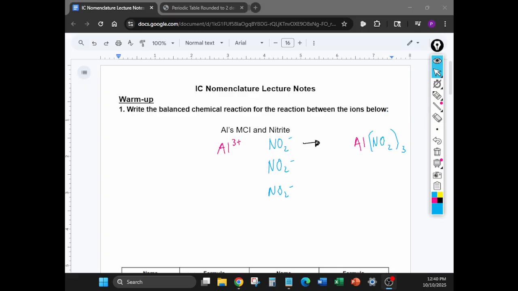Alright, so if we're going to write the entire balanced equation, it's very simple. We just take the information we have and add coefficients and whatnot. You only need 1 aluminum, so you can leave that alone. So it'll be plus, and you need 3 nitrites, and you make 1 of this. So this is going to be your balanced equation right here.